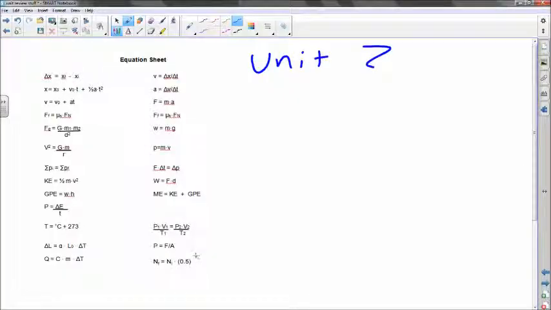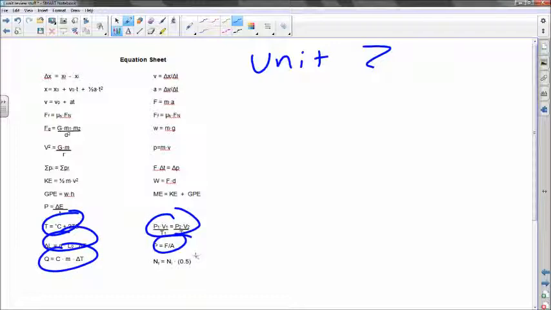Unit 7 equations. We've actually got quite a few equations from Unit 7. So we've got 1, 2, 3, 4, 5 different equations from Unit 7. First one, pretty simple. The temperature in Kelvin is equal to the temperature in degrees Celsius plus 273. This is simply just a conversion between Celsius and Kelvin. So the Kelvin temperature, we take the Celsius temperature and add 273. Pretty simple.